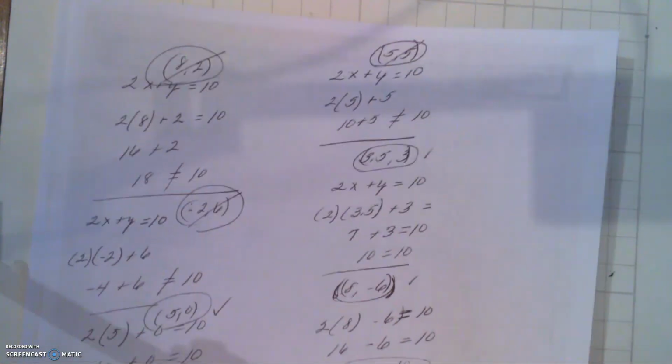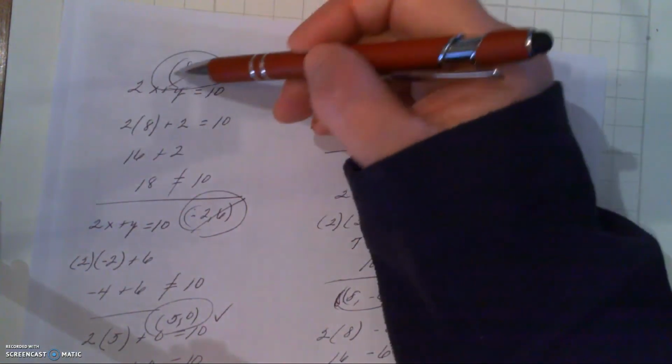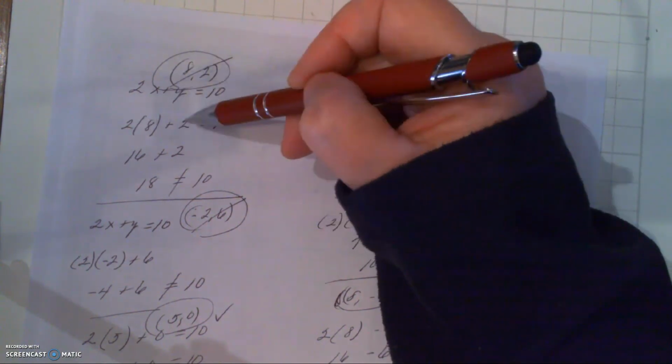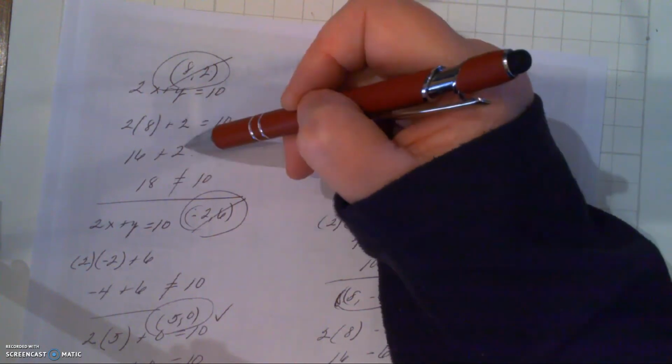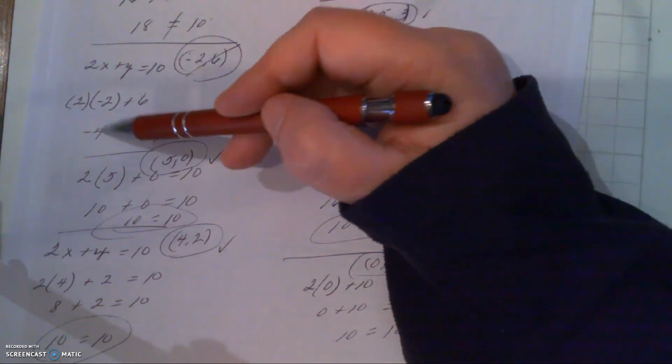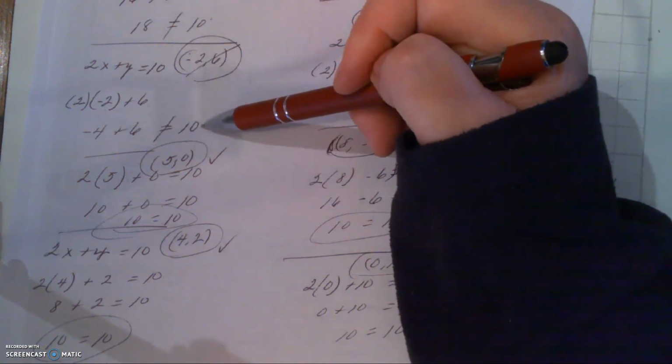Now here, if you look at this, the first one, I plugged in 8 and 2 equals 10. So it was 2 times 8 plus 2, 16. 16 plus 2 does not equal 10. Here, I put in 2 times negative 2 plus 6. The y is 6. So negative 4 plus 6 does not equal 10.